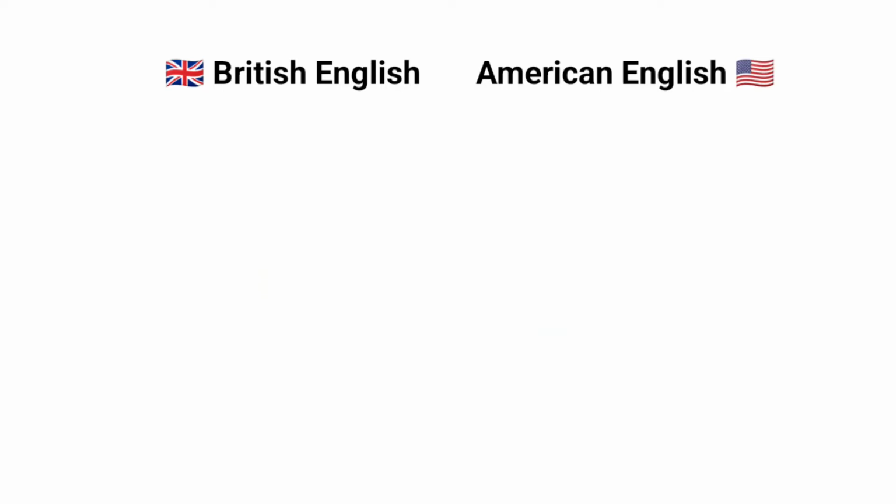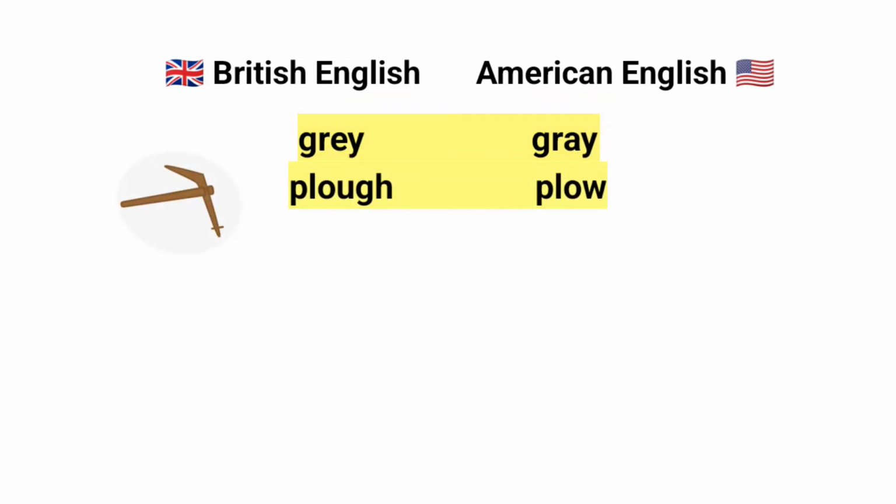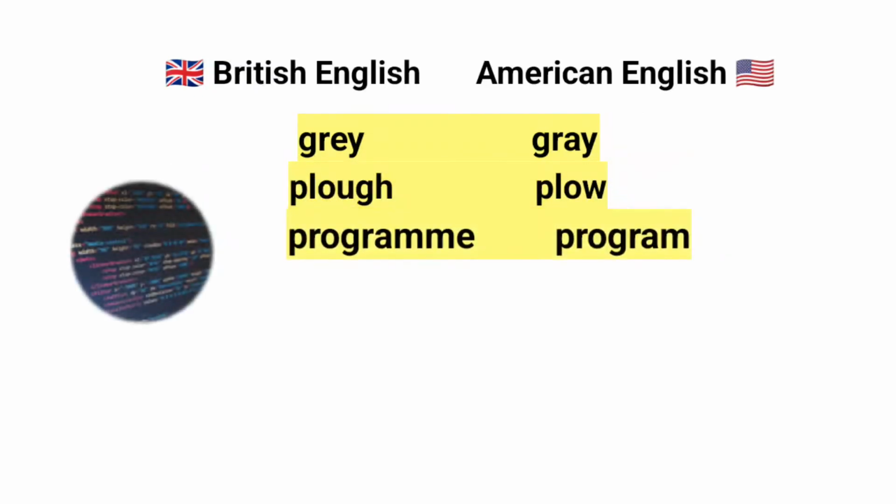There are few words that are spelled differently in the two languages. The color grey is spelled GREY in British English and GRAY in American English. We say plough as PLOUGH, they spell PLOW. We spell program as PROGRAMME, they drop the last two letters and spell it PROGRAM.